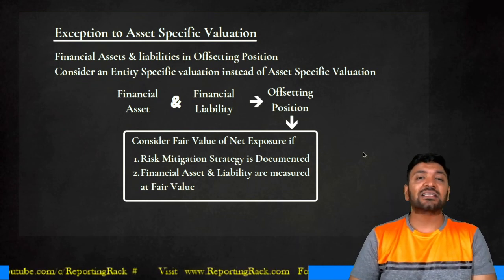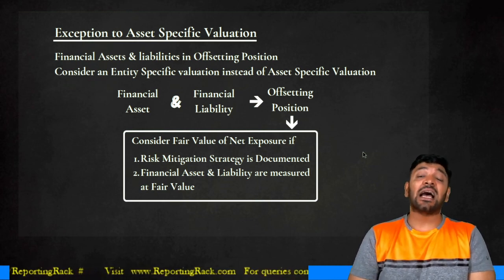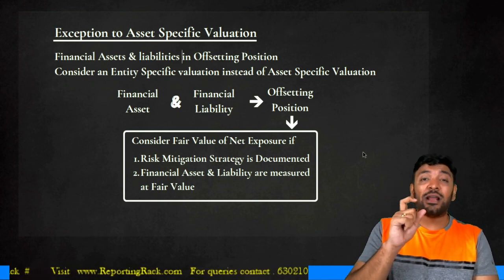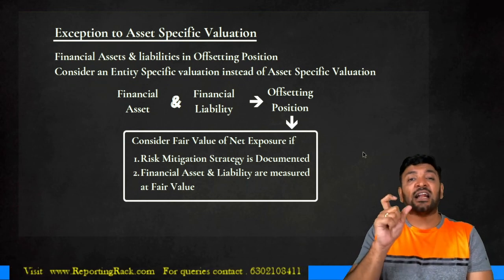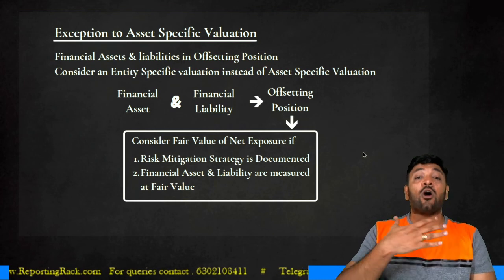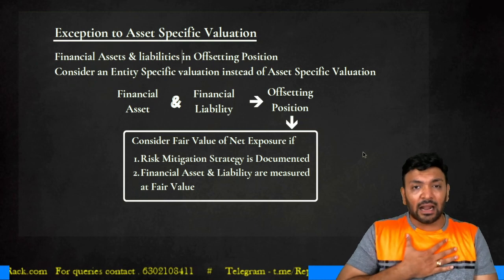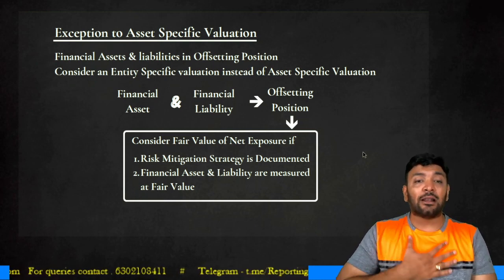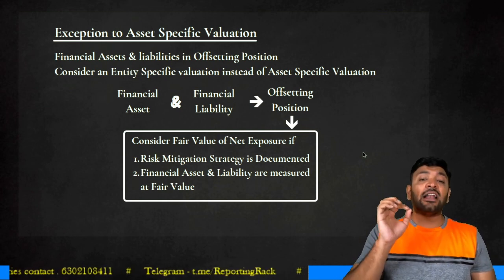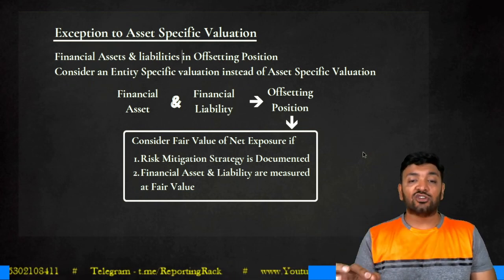Ind AS 1, offsetting of assets and liabilities, we have discussed there. If they are in an offsetting position, then in such cases, I will determine fair value on a net basis. That means I will determine fair value based on financial asset minus financial liability on a net basis. This is entity related valuation or entity specific valuation, because it is the entity's intention to settle the transaction on a net basis, but I will still consider it only if the fair value of the net exposure will be considered only if the risk mitigation strategy is documented.